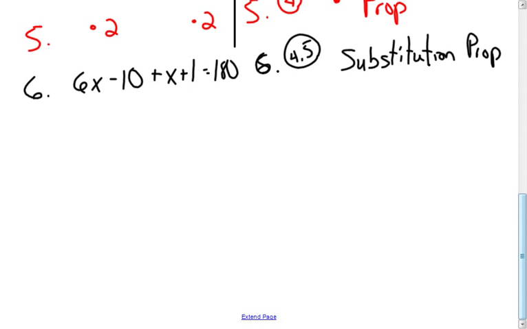Alright, now on line 7, I'm going to put some things together. I'm going to put all my x's together and all my constants together. So 6x plus 1x is 7x. The negative 10 plus 1 is going to put me at negative 9. And then that's still going to equal 180 degrees. I did nothing more than substitution again. I replaced the 6x and x with 7x, the negative 10 and the 1 with negative 9. So substitution, using my ditto marks, and I need line 6.